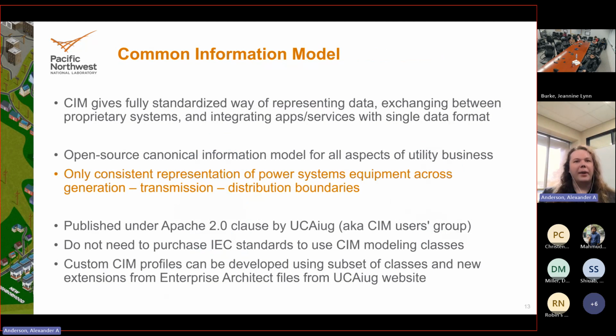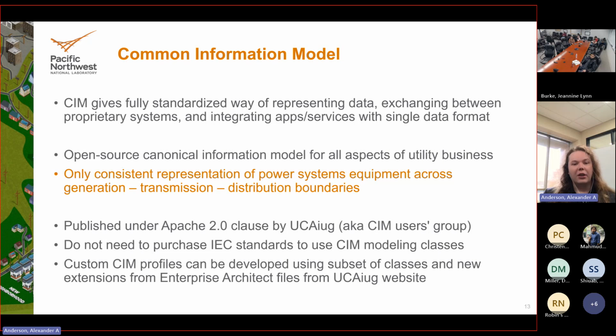In the power grid domain, that ontology is the Common Information Model. It gives us a fully standardized way of representing data and exchanging data between different vendor systems, and in this context, most importantly, it is the only consistent representation of power systems equipment across the generation, transmission, and distribution boundaries. We are beginning to move into the customer side, but that data model is not fully mature yet.